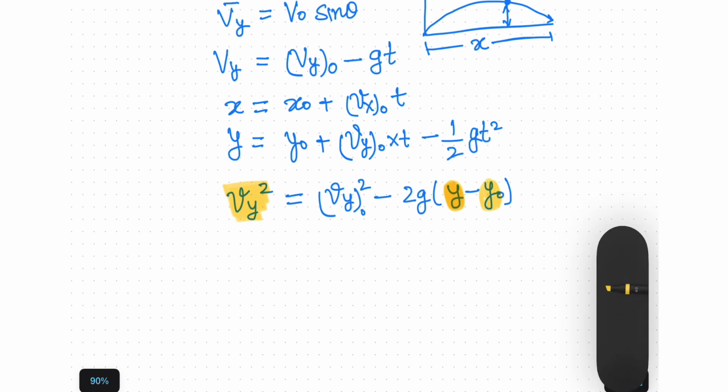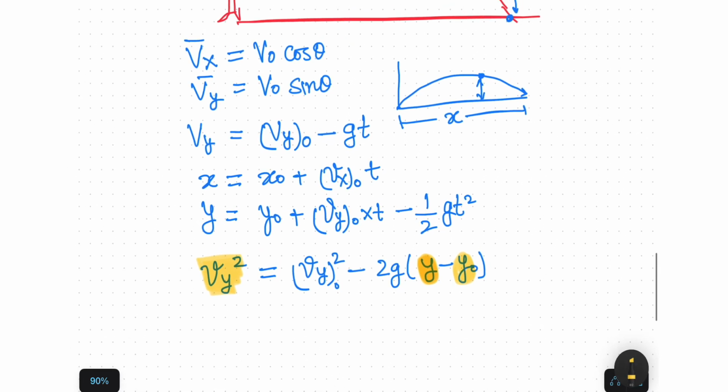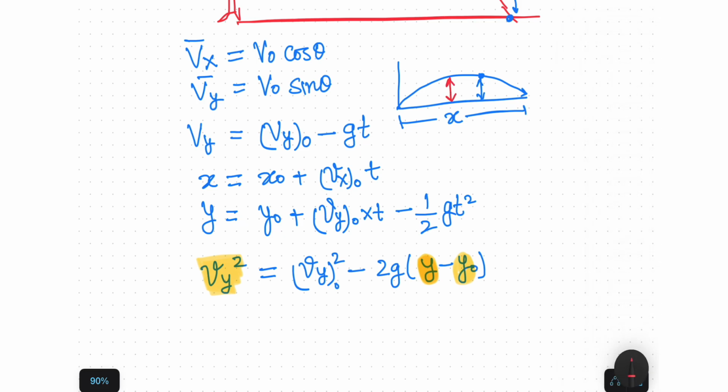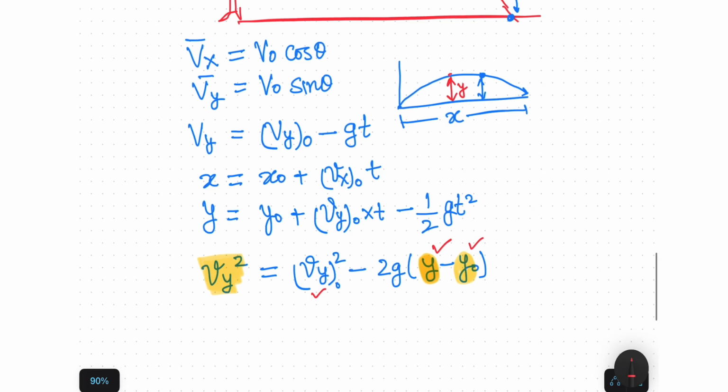Suppose in this figure, at this position, we have a y value given to us, and y naught is 0, suppose, or certain values are also given, and we know the initial velocity. Then we can find what will be the vy at this position. Now there is something interesting about this formula.